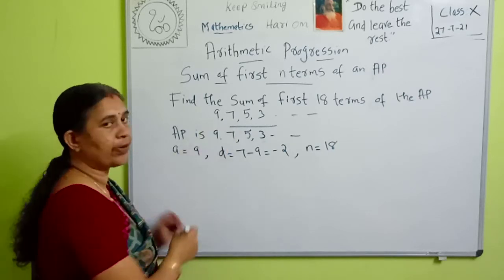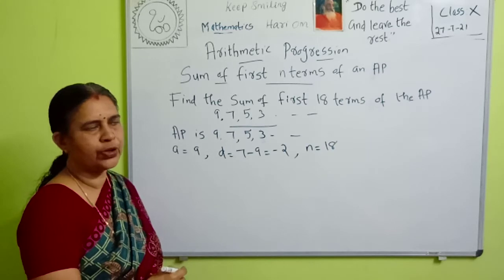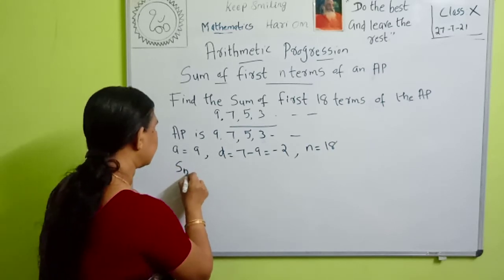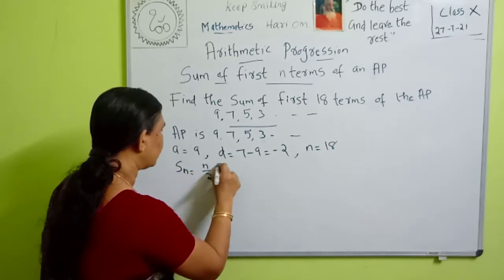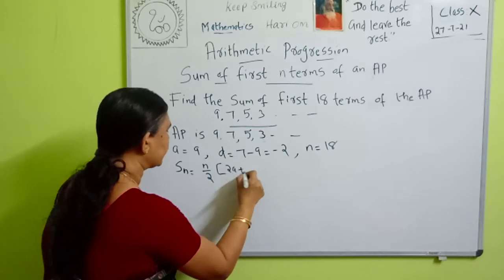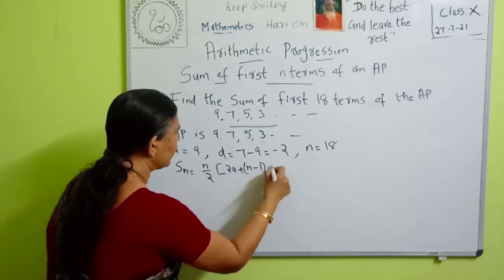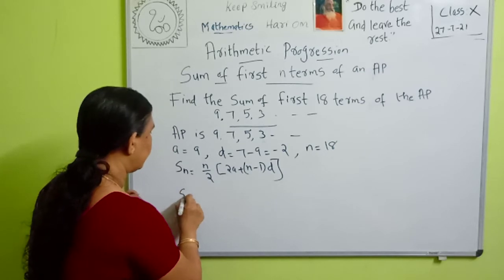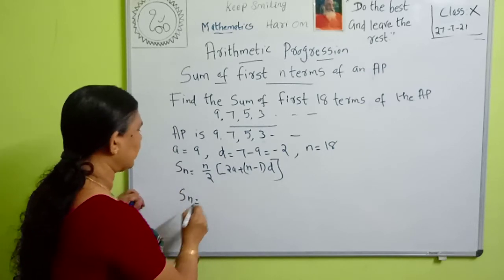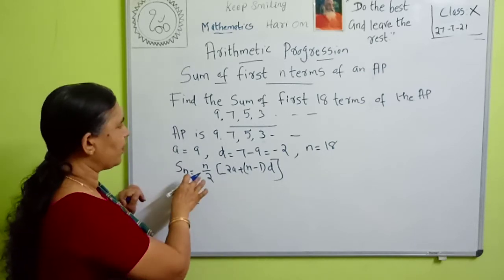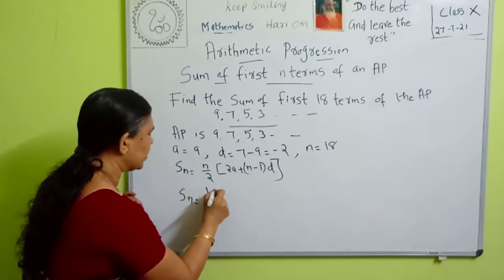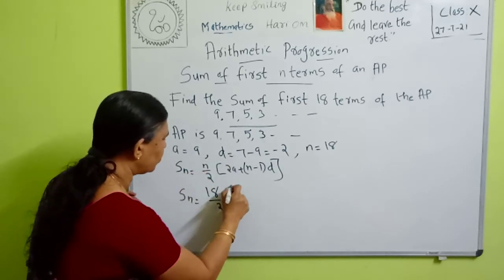Then we can use the formula to find the sum of n terms of the AP. What is the formula? Sn is equal to n by 2 into 2a plus n minus 1 into d. Then Sn is equal to, you substitute the values here. Instead of n, what do we put? 18. So 18 by 2 into 2a.